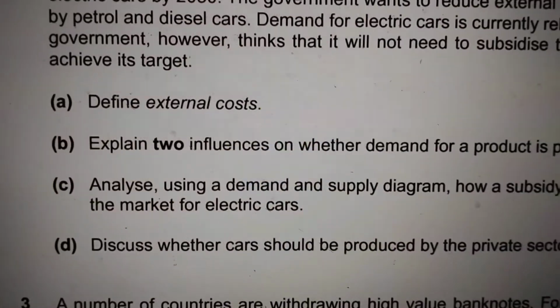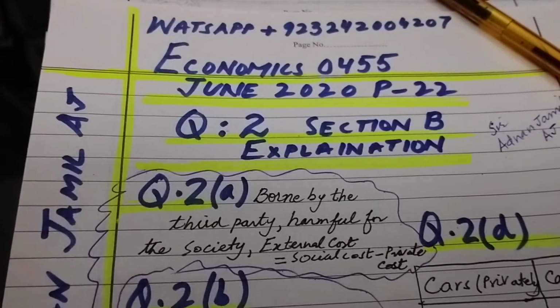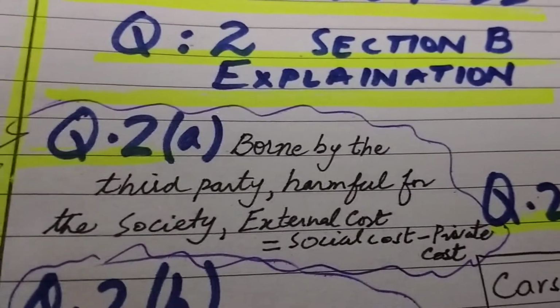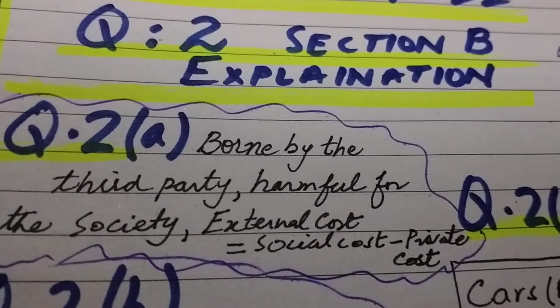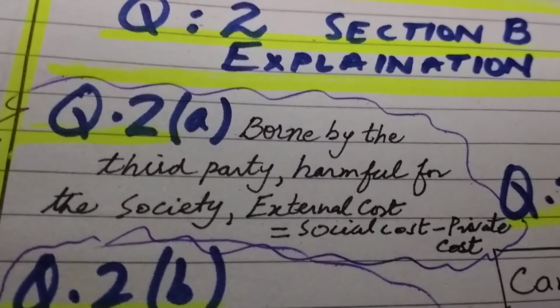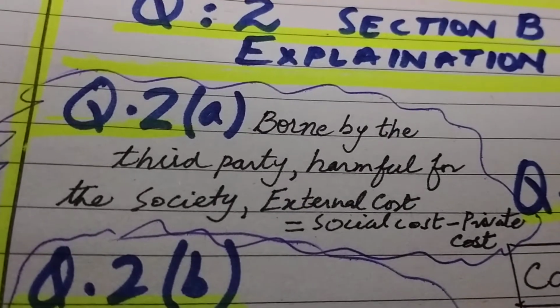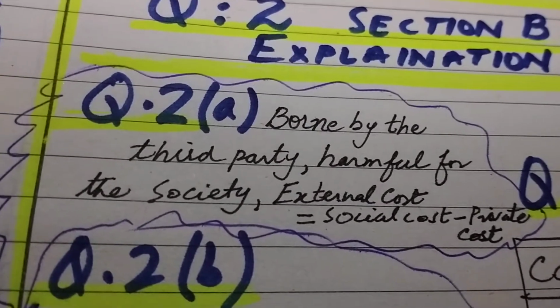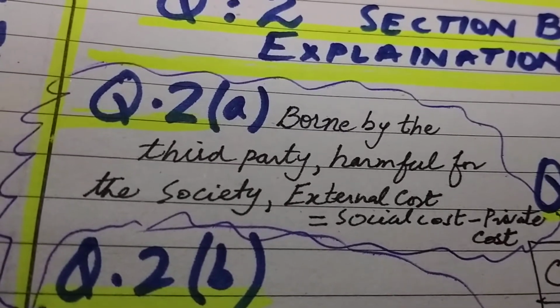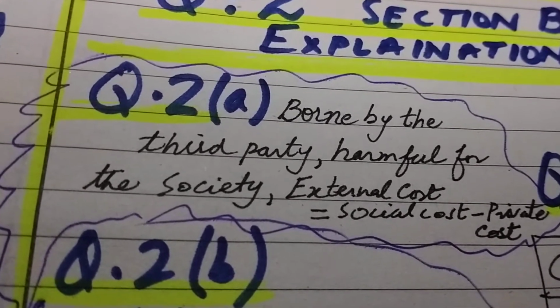So the first part, define external cost. In my notes, you can see that for question number 2a, I've written external costs are the costs borne by the third party. Third party means the community which is not involved in the process of production, still they are getting the harmful effects of that production activity, and the external costs basically create problems for the entire society.